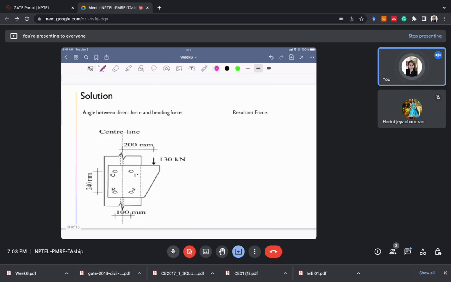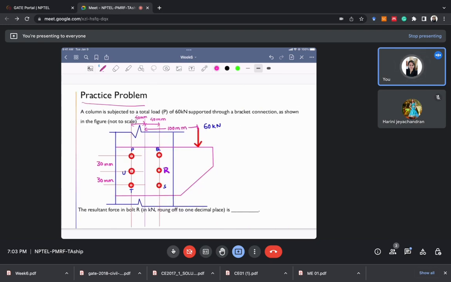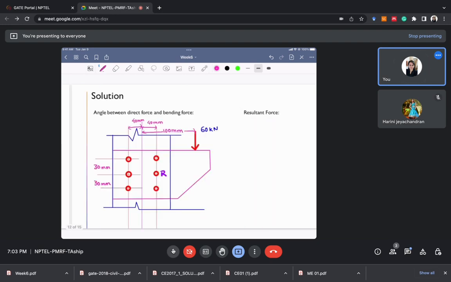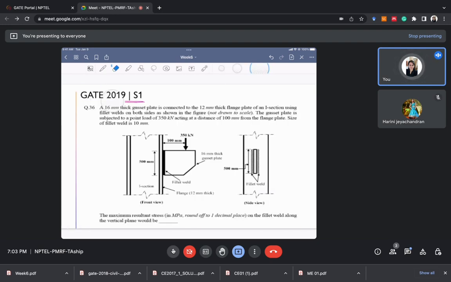Next I'm going to cover one practice problem. In this practice problem, very similar to these, if you carefully see problems 1 and 2, then you'll be able to solve this practice problem. Please sit with your pen and paper. Then there's one question from GATE 2019 related to resultant stress in weld.